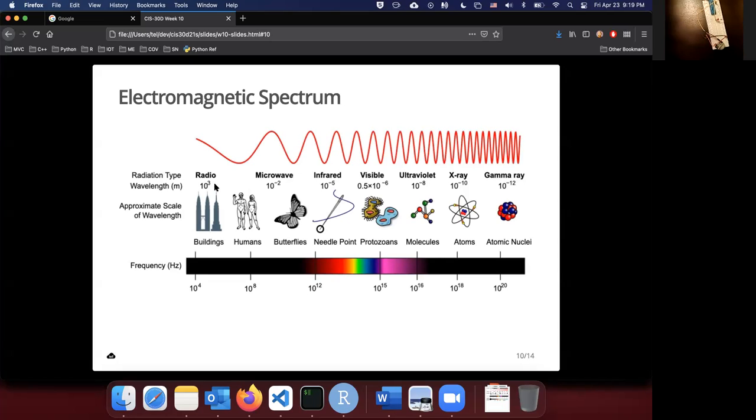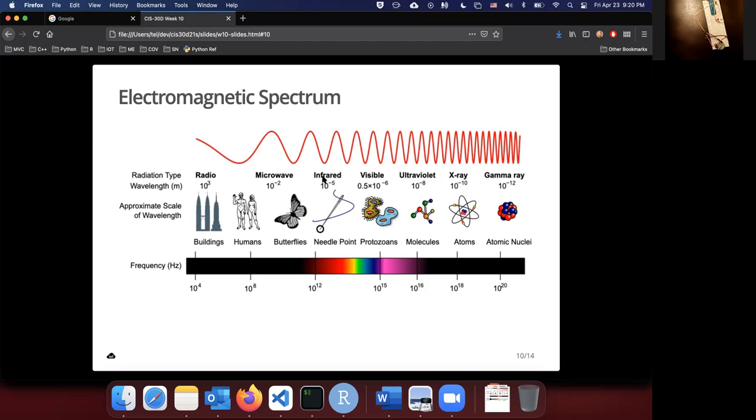The spectrum is divided into multiple bands. You've got radio, microwave, infrared, visible, ultraviolet, X-ray, and gamma ray. Going this way from radio to gamma ray, the wavelength becomes shorter and shorter, while the frequency becomes higher and higher. So there's an inverse relationship between wavelength and frequency, because of the equation: the speed of light equals wavelength times frequency.